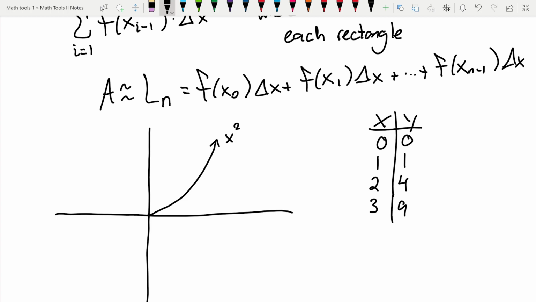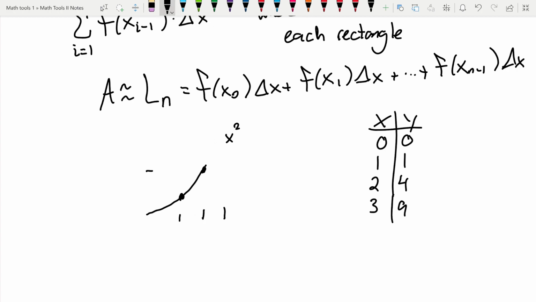So let's just draw the points on here. This is 1, 1, let's say. This is 2. We just have to use our imagination for the scale here. I'll draw this a little bit larger to make it a little bit easier.